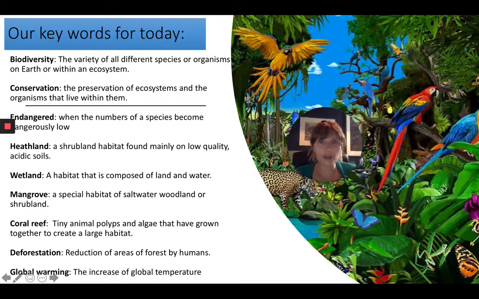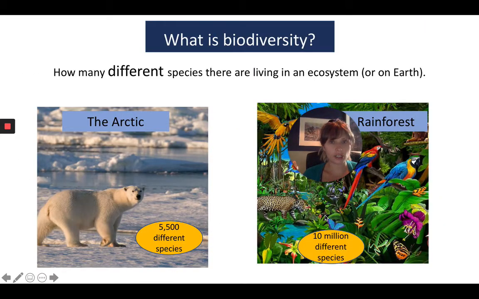Lovely. So hopefully you paused and you've now added all the keywords that you're not sure about into your glossary, so you've got a record of them for future use. So let's get on with today's lesson, which is all about biodiversity. So what actually is biodiversity? So let's have a look at these 2 pictures.